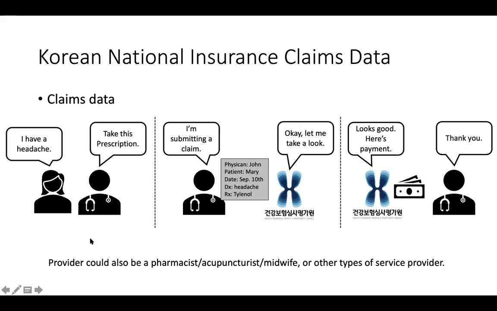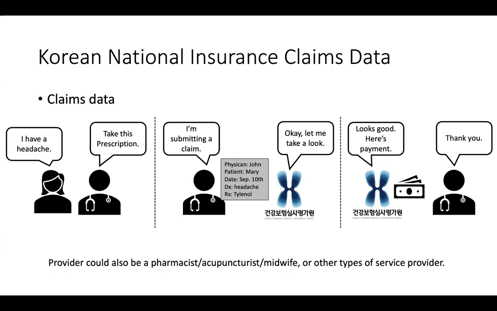This could be a doctor, but this could also be a pharmacist or acupuncturist or midwife. So pharmacist being... 뭐죠? 약사, pharmacist. So the same process needs to happen for 약사. Acupuncturist is 침 놓는 사람. In the United States, acupuncturist is actually a job. 침 놓는 사람이 따로 있죠. 산파, midwife. So there are a lot of different providers.